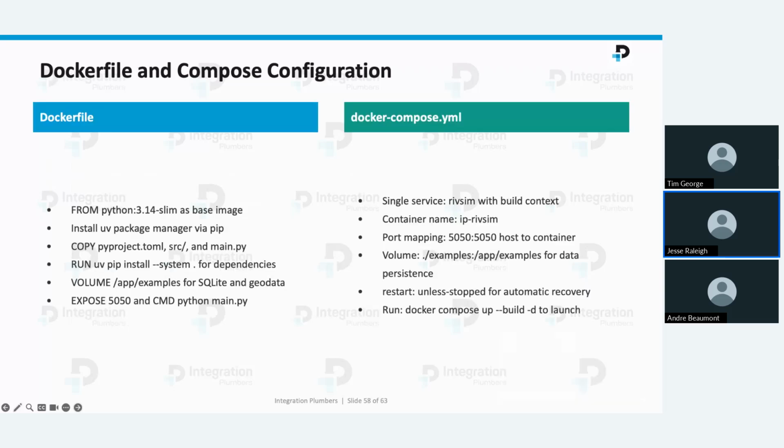Here, we're looking at the configuration files that make the Docker deployment work. The Dockerfile follows a straightforward pattern. We start from a slim Python base image, install UV for package management, copy in our project files, and install dependencies. The volume declaration for the examples directory is important because it signals that this path is meant to be externally managed. The Docker Compose file is intentionally minimal: one service, one port mapping, one volume mount, and an unless-stopped restart policy, so the simulator comes back up automatically if it crashes or the host reboots.